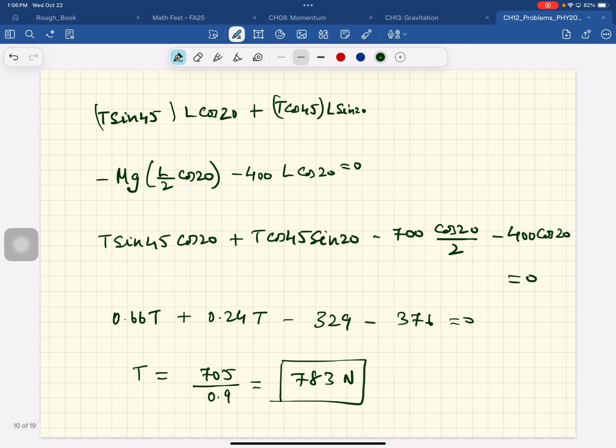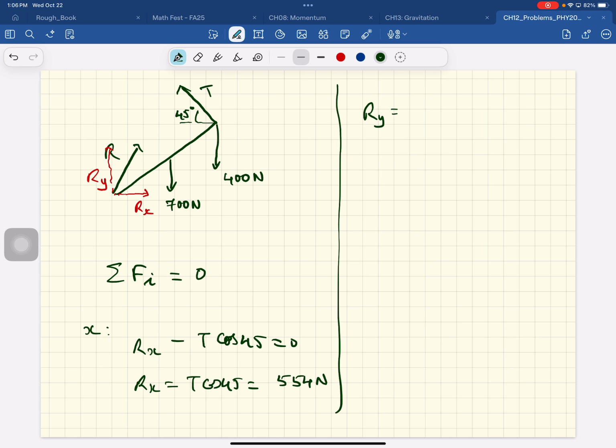And Ry, so let's look at the Y component of the equations. Ry plus T sine 45. T sine 45 is that component of the tension, that's the Y component, minus 700 newtons minus 400 newtons is equal to 0.